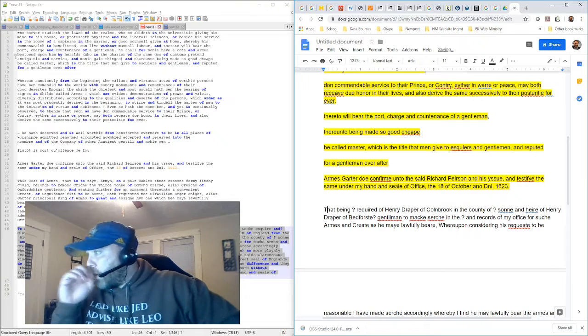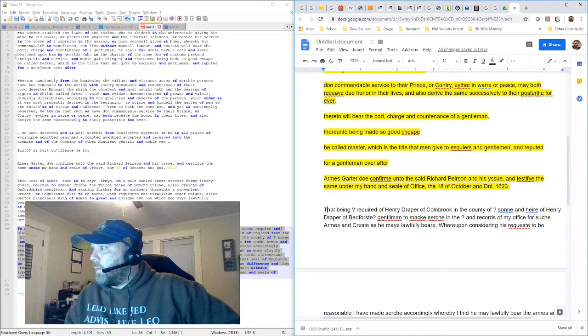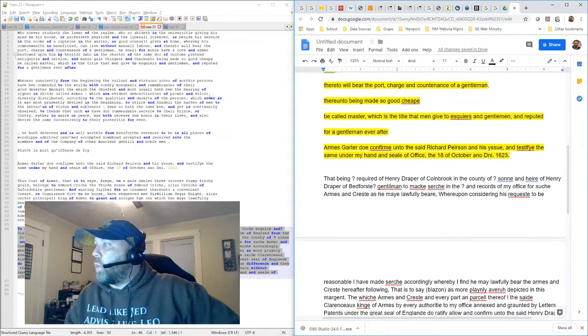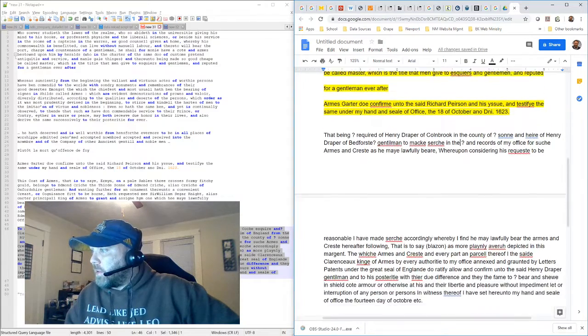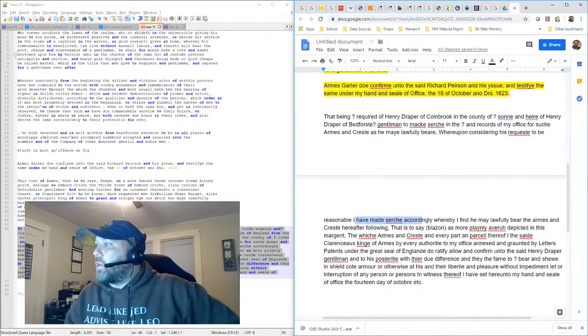That being required of Henry Draper of Colon in the county of Bedford, son and heir of Henry Draper of Bedford, gentleman, to make search in the records and office for such arms and crest as he may lawfully bear. Whereupon, considering his request to be reasonable, I have made search accordingly, whereby I found he may lawfully bear the arms and crest hereby following.